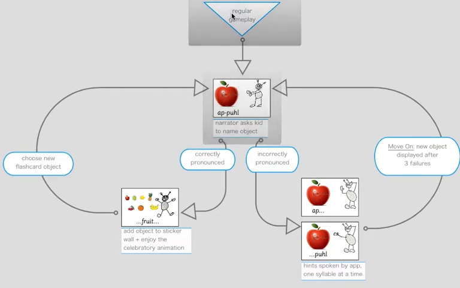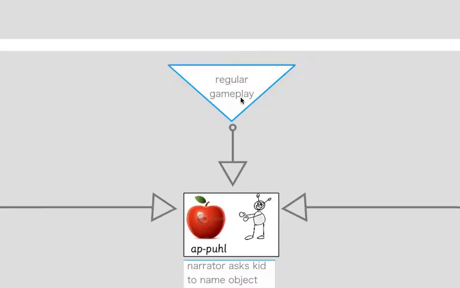Briefly, we have the regular gameplay where the narrator asks for an object. The object is correctly pronounced and then collected on a sticker board, a sort of achievement board, and the gameplay commences circularly like that. Or if it's incorrectly pronounced, hints are given, and if that loop is not broken out of, returned and a new object is displayed. Let's take a quick look.